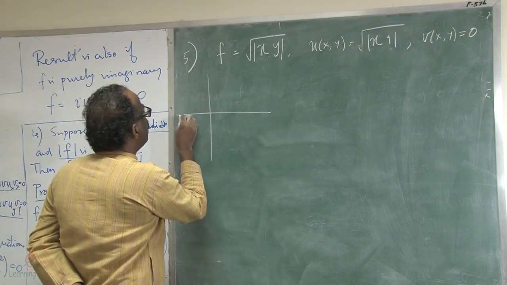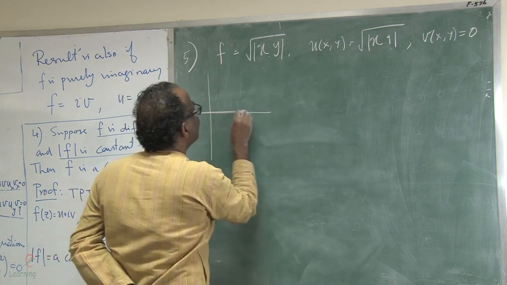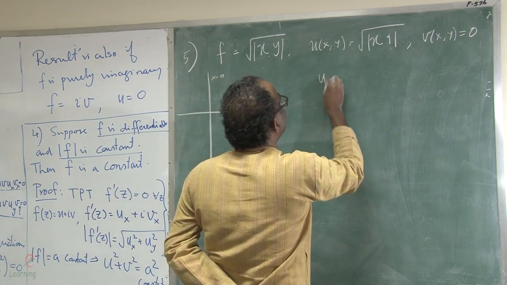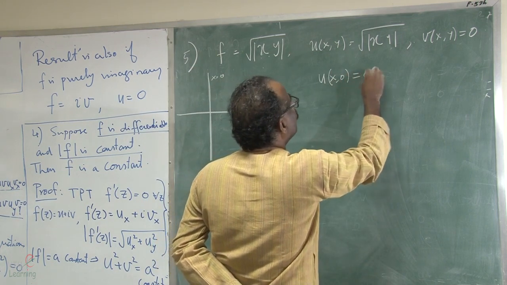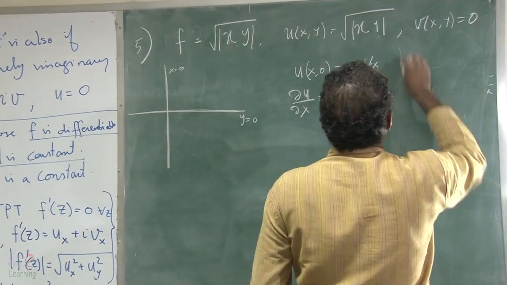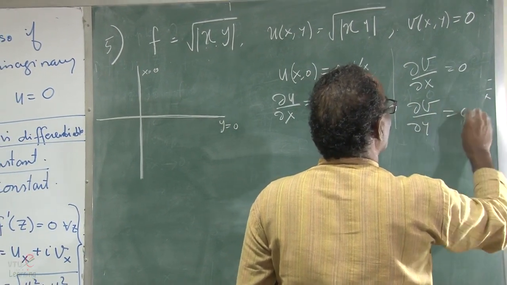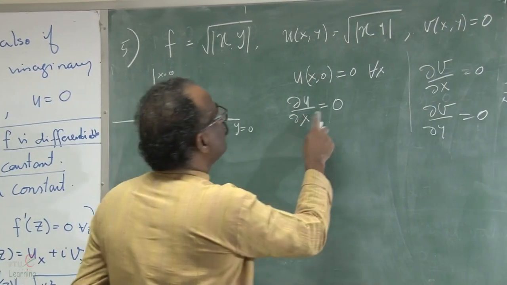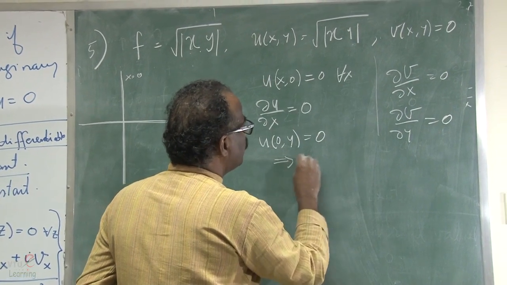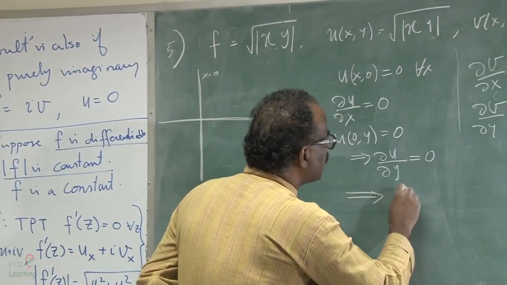If any one of them is 0, f will be 0. So u will be 0, because this is the line y equal to 0, and this is the line x equal to 0. If you compute along the line, u(x,0) is equal to 0 for all x, that implies du by dx equal to 0. Of course, dv by dy is always 0 because v(x,y) is equal to 0. Similarly, u(0,y) is equal to 0, that implies du by dy is also equal to 0. Therefore, the Cauchy-Riemann equations are satisfied.